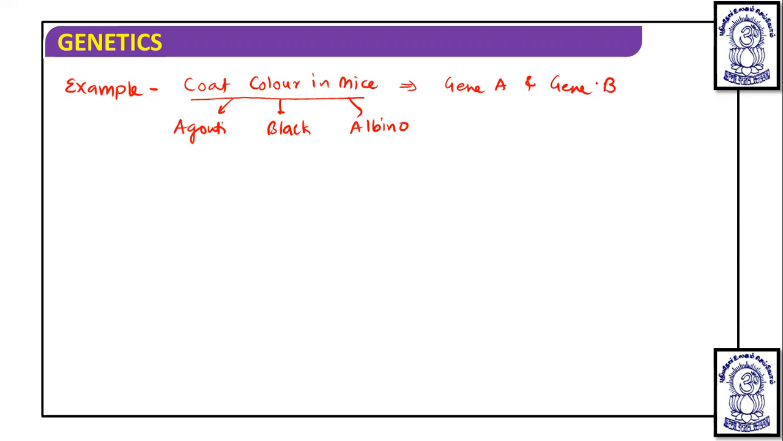So capital A is responsible for albino, capital B is responsible for black, but when both are in combination, they supplement each other and produce agouti, and when both are recessive, then also they are going to produce albino.